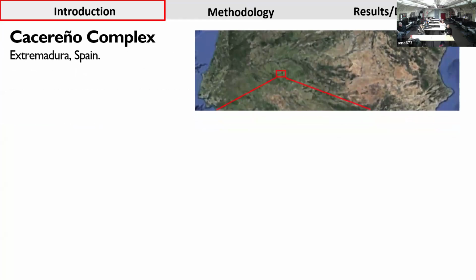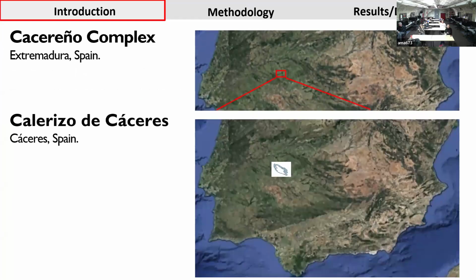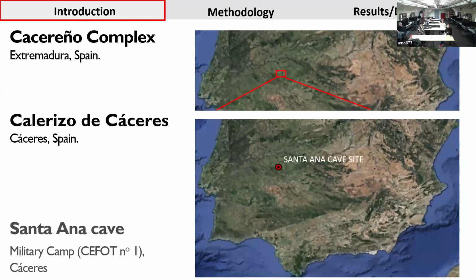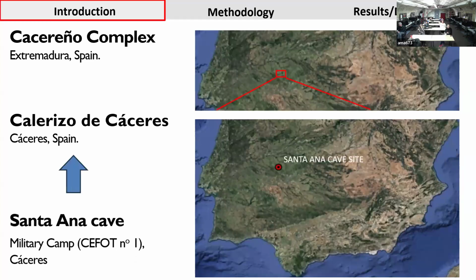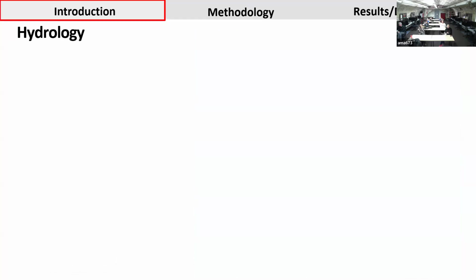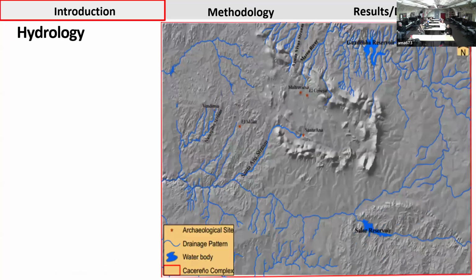So to sum up, Casareño complex is the broader area. Then you have the Calorito de Cáceres within the Casareño complex. Then you have Santa Ana Cave. So Santa Ana Cave is within Calorito de Cáceres, and Calorito de Cáceres within Casareño complex. So I'm moving on to talk about the hydrology of the area.